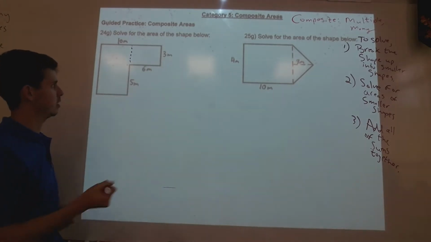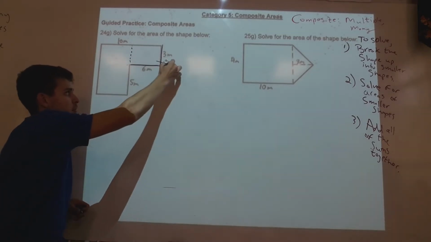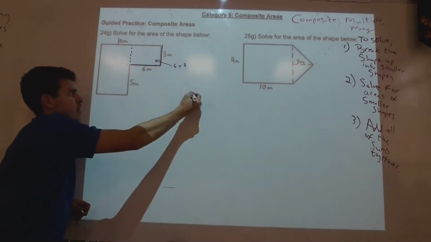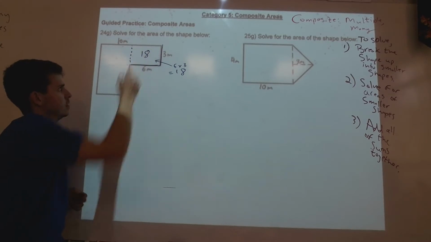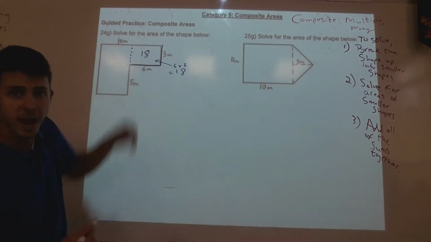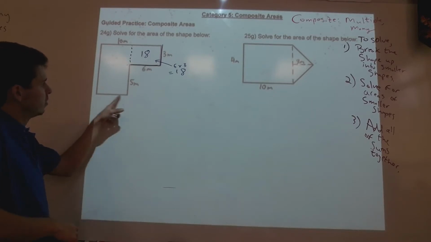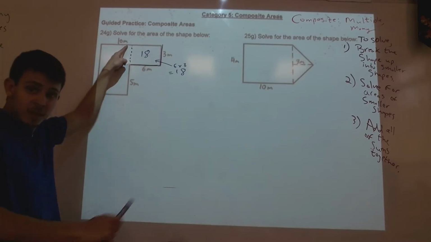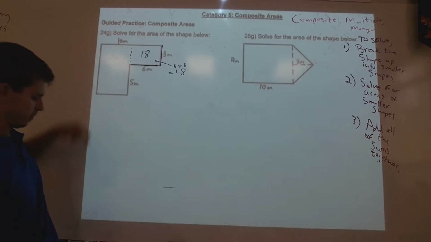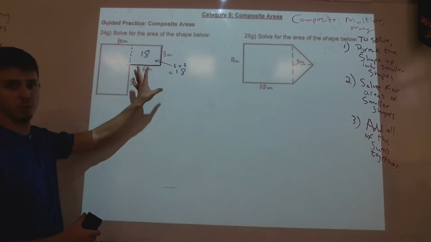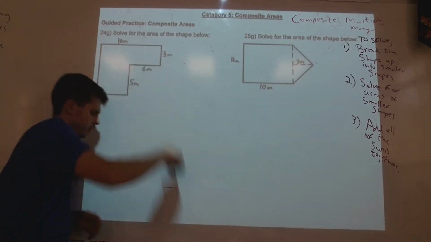So this rectangle right here, well, I know it's 6 by 3. So this is going to be 6 times 3 is equal to 18. So this portion right here is 18. Okay, now I just need to figure out what this is, and then I'm going to add the 2 together. Well, I don't know what this is, because it's not 10. This whole side is 10. And I'm not given this right away. But I'm just going to erase this here just to visually show you. But please keep it on your paper.